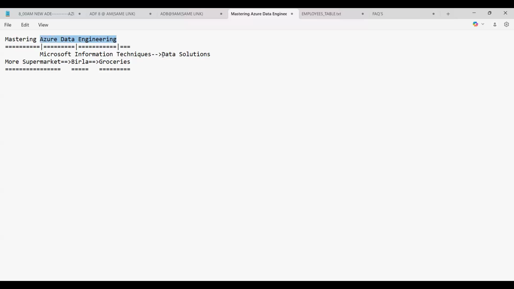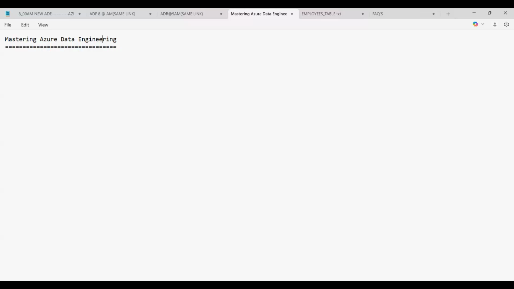Azure, for what? For getting the data solutions. So overall, data solutions can be achieved by applying techniques on the information, and the information is provided by Microsoft. So Azure data engineering is the application of techniques on the data by using Microsoft Azure.